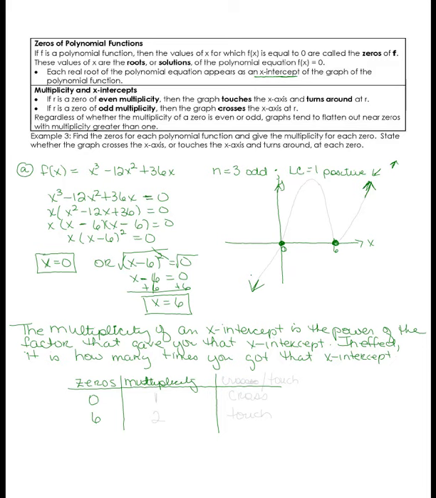So how many times did we get 6 when we had x minus 6? 2 times. How many times did we get 0? 1. There's an exponent there, so it's an understood 1. So 1 for 0, and we had 2 for x minus 6, x minus 6. We don't write two 6s on the graph, it's just 6.